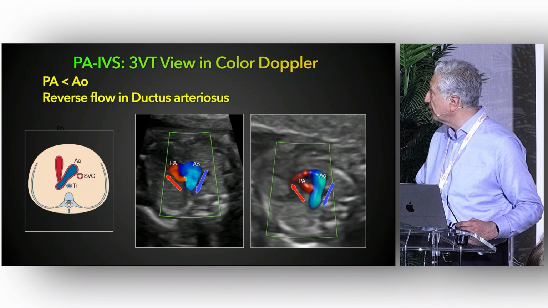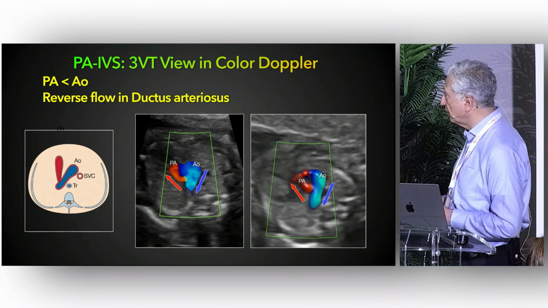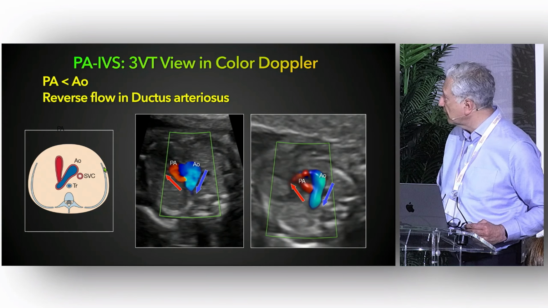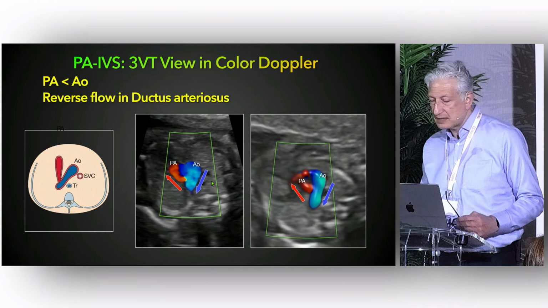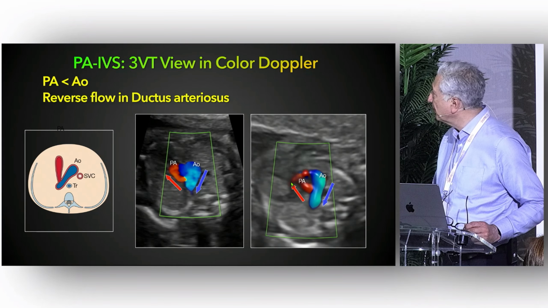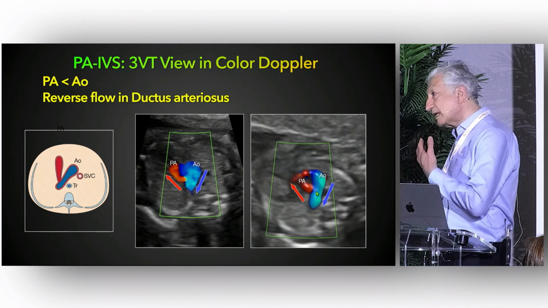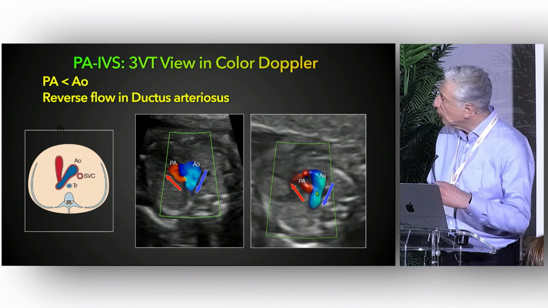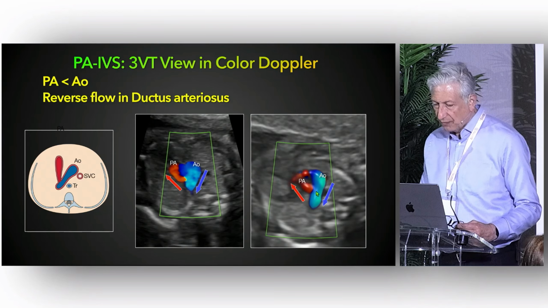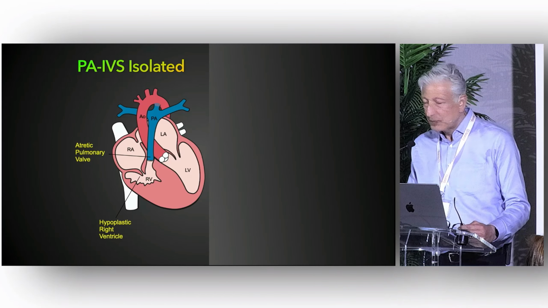Getting to the three-vessel and trachea view, you will demonstrate the reversal flow, which is mandatory to be found in these cases. And again, look at the shape of the vessel. It's like a Y sign because the pulmonary artery is entering on the side of the aorta in these cases as well. Sometimes you may have difficulties in getting to this view, so you turn the probe in an almost sagittal view to show this reversal part in the diastolic arterial duct, which is confirming your diagnosis of pulmonary atresia with intact septum and reversal flow.